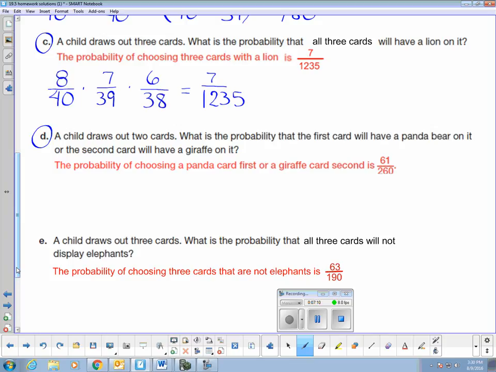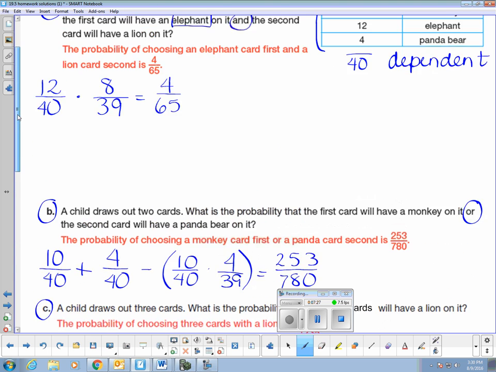All right, we're back to drawing out 2 cards. We're looking for the probability that the first card will have a panda bear on it, or the second card will have a giraffe on it. So we're going to use the OR rule, starting with the probability the first card will be a panda bear.